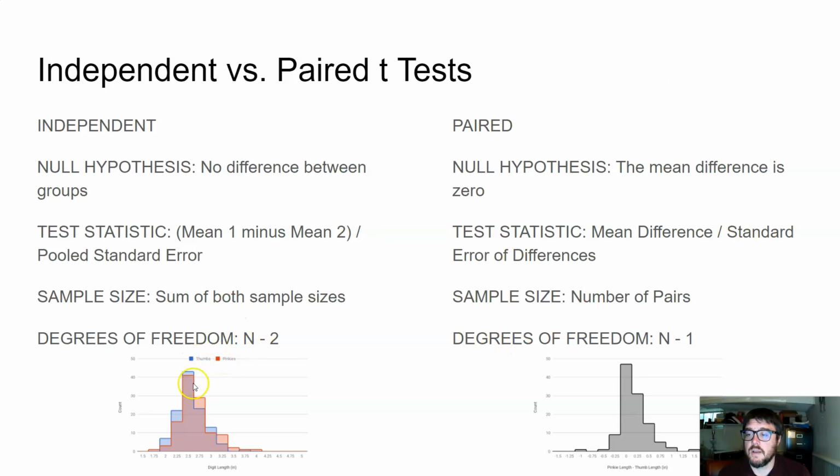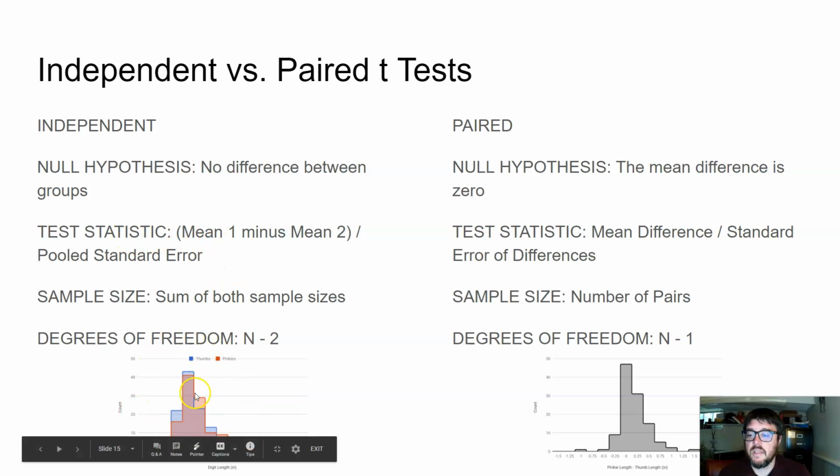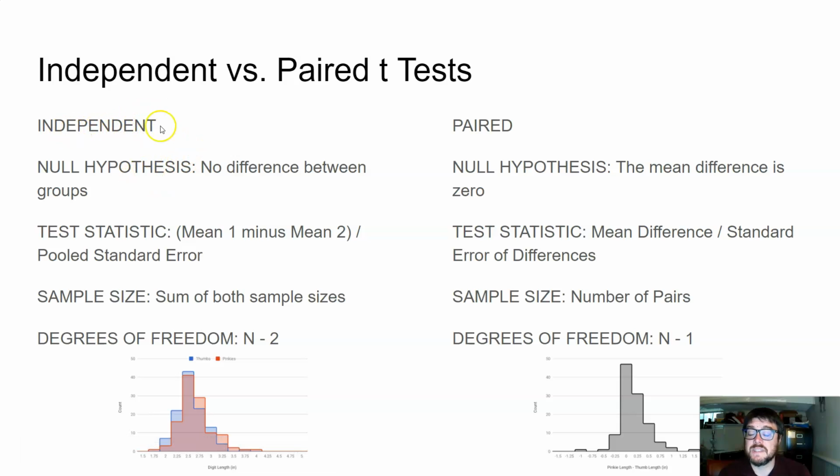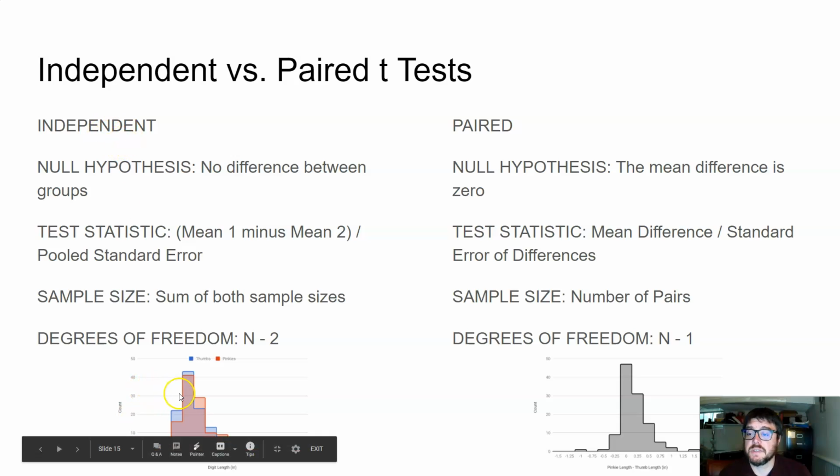So mean 1 minus mean 2 divided by pooled standard error, that would be the test statistic. And the null hypothesis is no difference between the two groups. We've seriously violated the assumption that the two groups are independent, because each person appears twice, once in each group, so we really shouldn't use an independent samples t-test here.